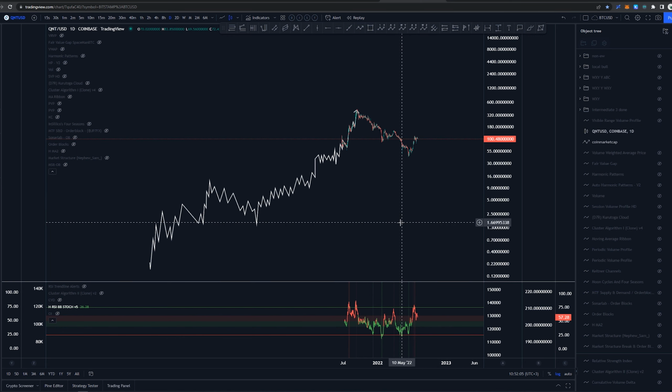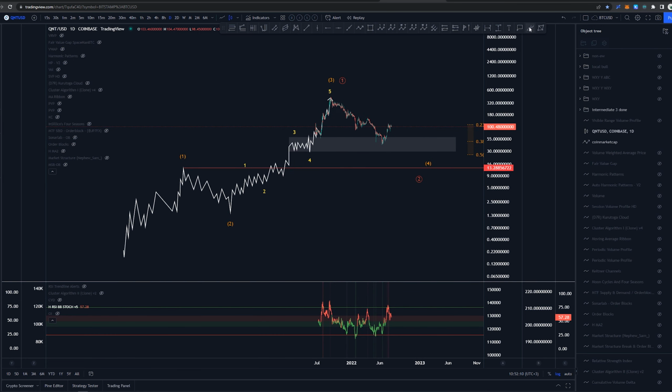Starting here on a very high time frame, the daily at the moment, let's take a look at the structures that we had presented before. This is just the overview of the higher time frame structure.